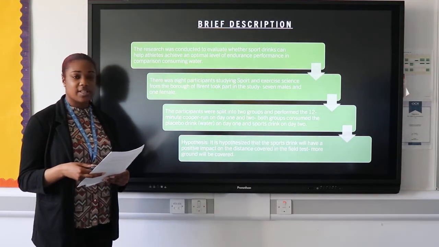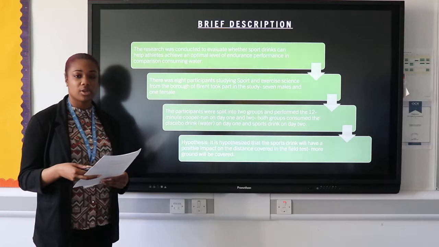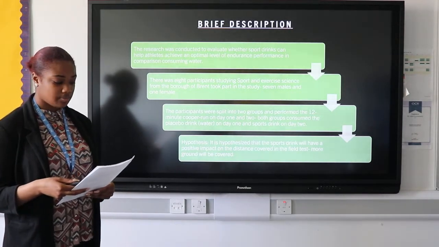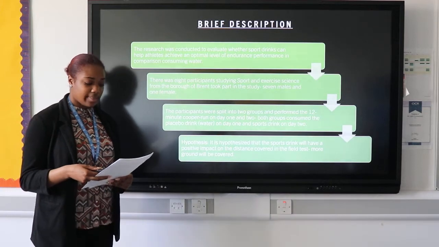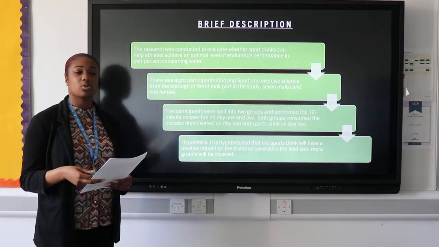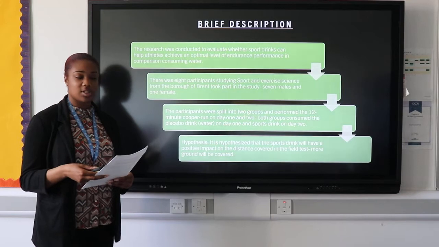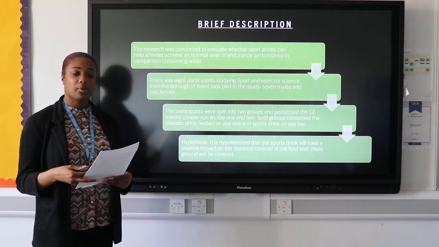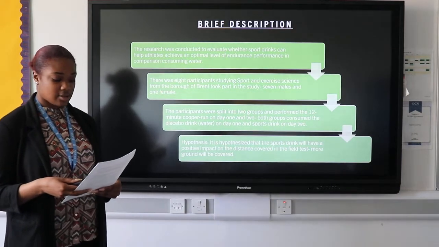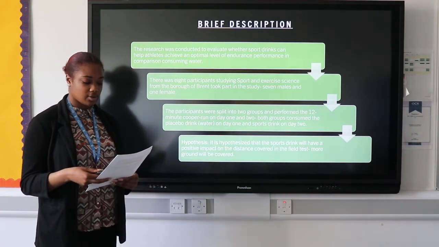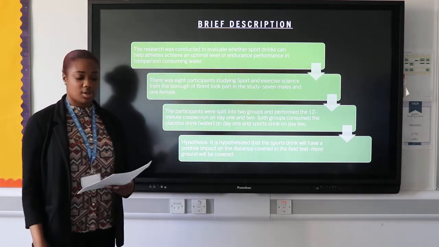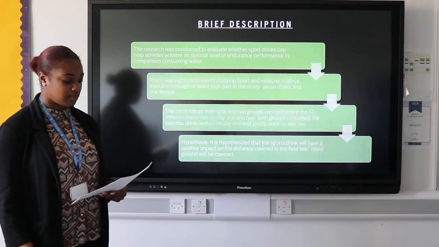The participants were split into 2 groups and performed a 12-minute Cooper run. On day 1 they consumed a placebo drink, which was water, and on day 2 they consumed a sports drink. My hypothesis was that the sports drink will have a positive impact on the distance covered in the field test, also known as more ground will be covered.